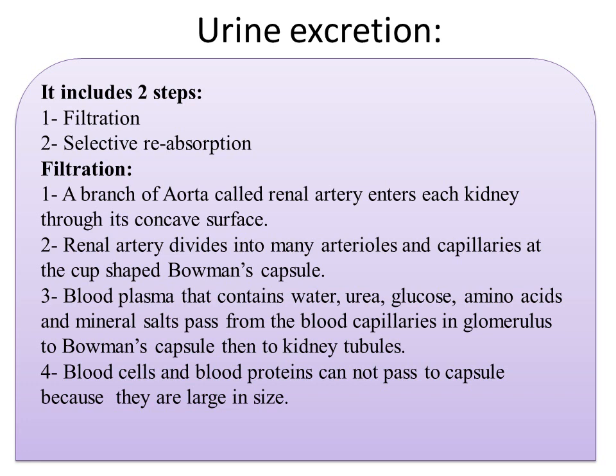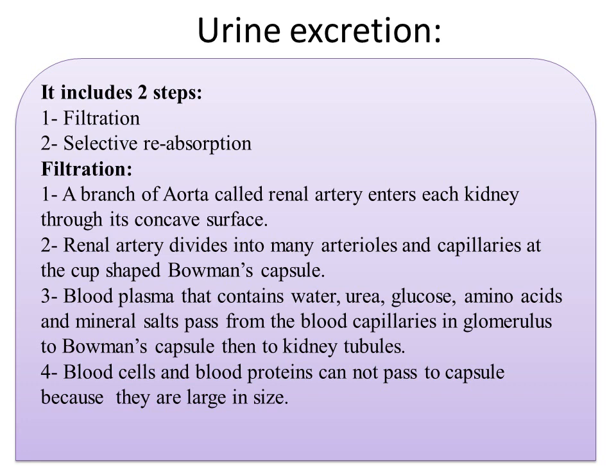Let's talk about the filtration process. We said that a branch of the aorta artery called the renal artery enters each kidney through its concave surface, as we said before. Number 2, the renal artery divides into many arterioles and blood capillaries at the cup-shaped Bowman's capsule, which are called the glomerulus, a network of blood capillaries from the renal artery.